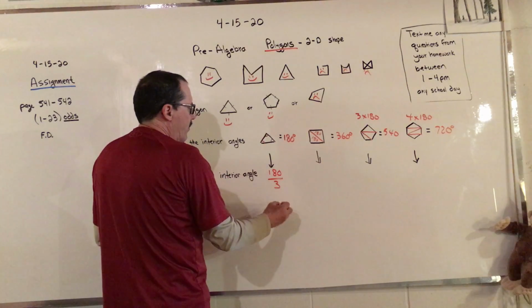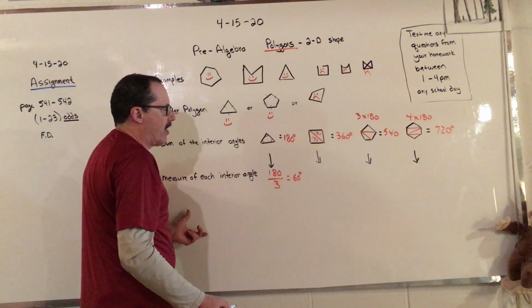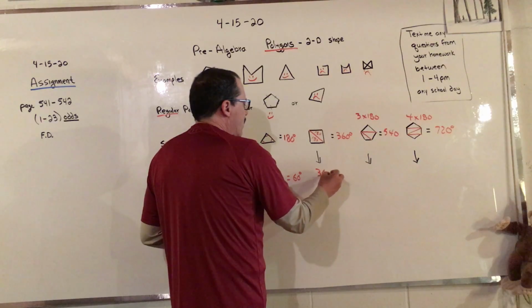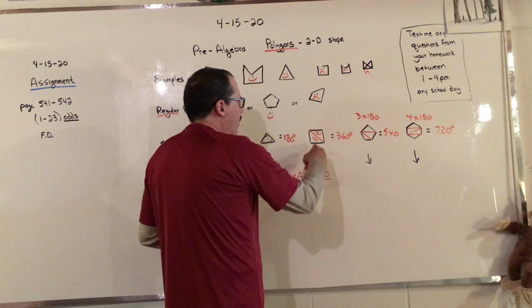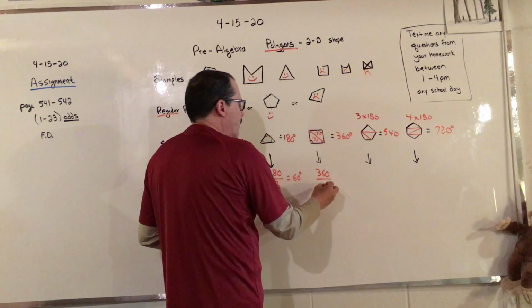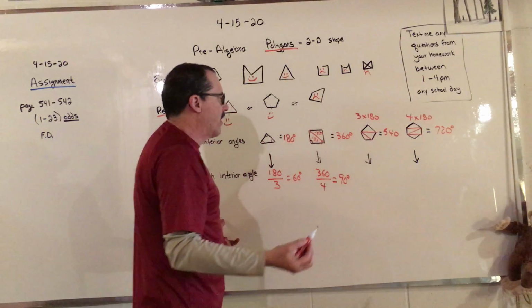All you have to do is take your sum, which is 180, and divide it by how many angles there are. There are 3 of them, so each angle is 60 degrees in my triangle. If I did it with my quadrilateral, the angles add up to 360, and I divide by how many angles there are. There's an angle here, here, here, and here, so there are 4 of them. That means they're each 90 degrees, which we kind of knew already.